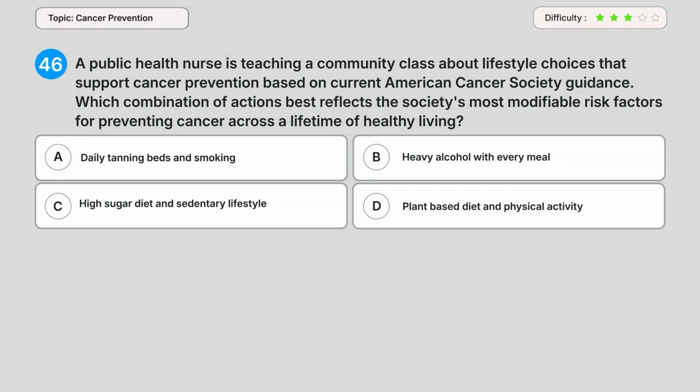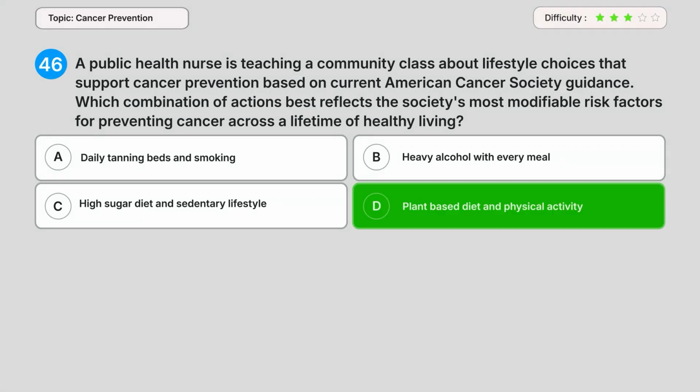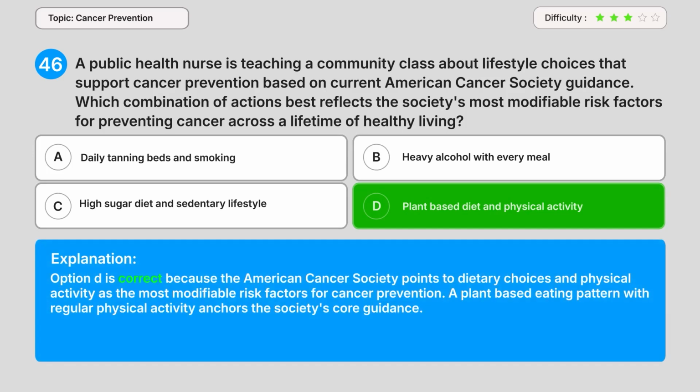Correct answer. D. Plant-based diet and physical activity. Explanation. Option D is correct because the American Cancer Society points to dietary choices and physical activity as the most modifiable risk factors for cancer prevention. A plant-based eating pattern with regular physical activity anchors the Society's core guidance.